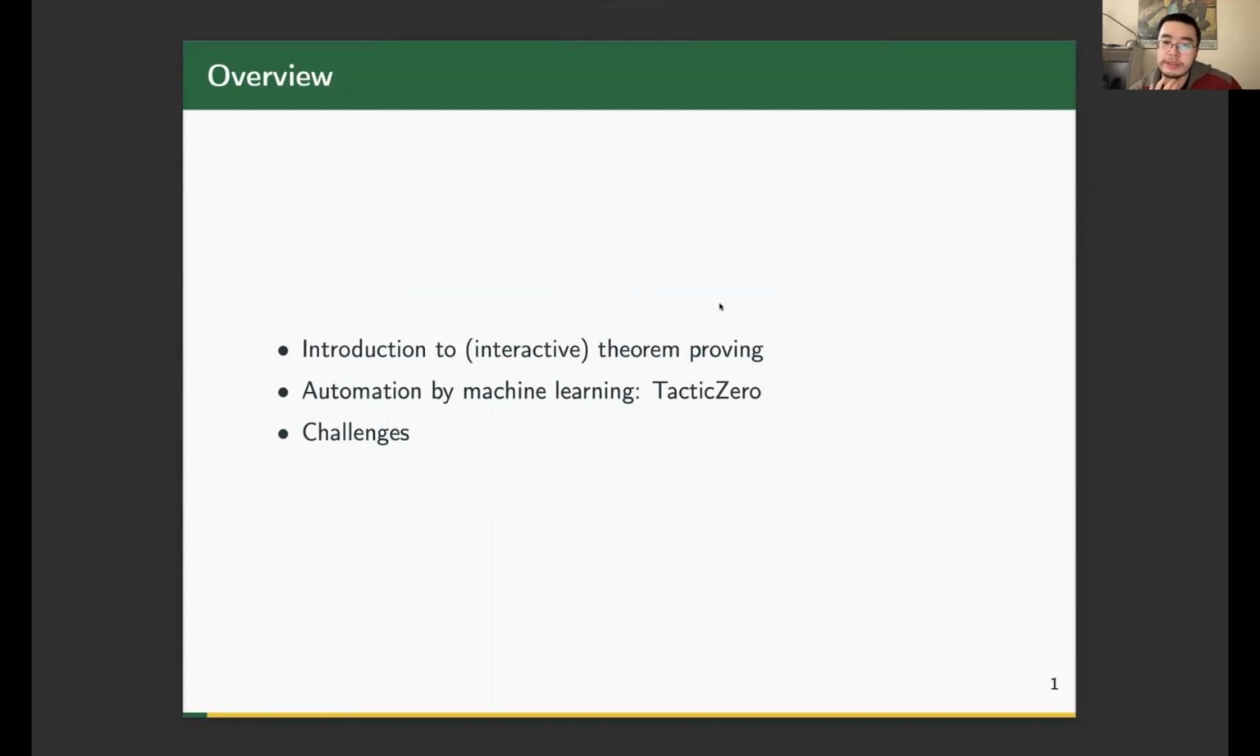This is a recent project of mine called TacticZero. It is basically using end-to-end deep reinforcement learning to learn to do interactive theorem proving, or say to develop automation in an interactive theorem prover. Then I will talk about the challenges in this field: what the problems are and what the future work would be.